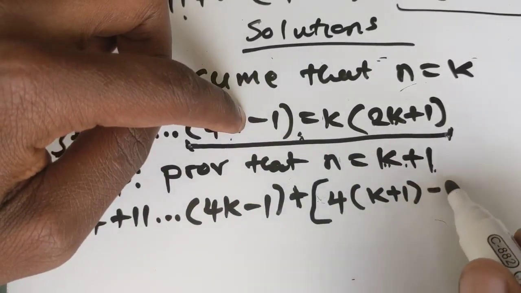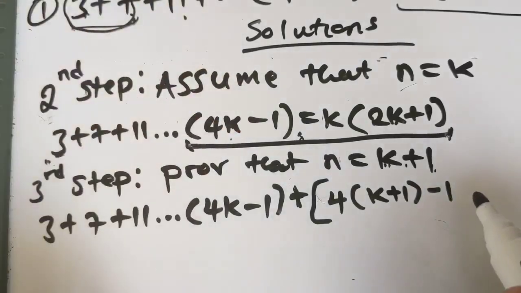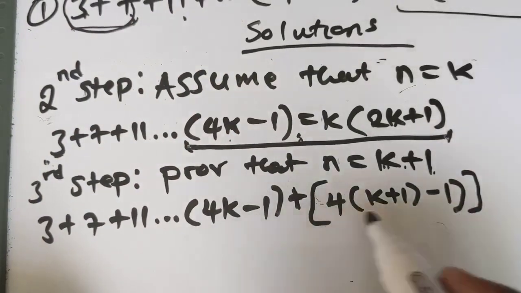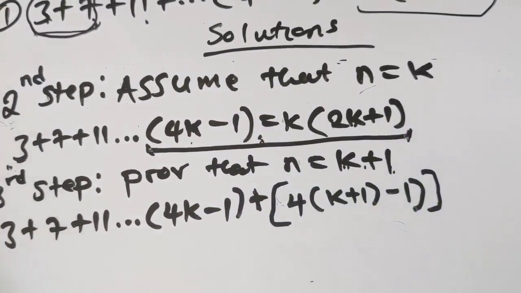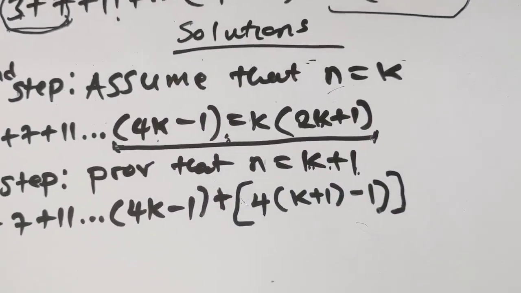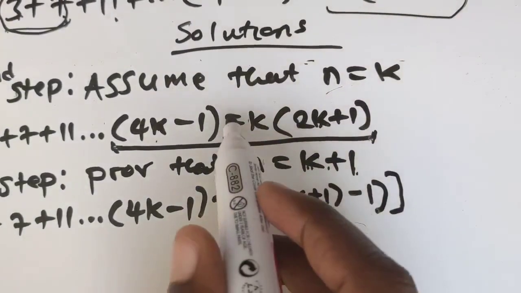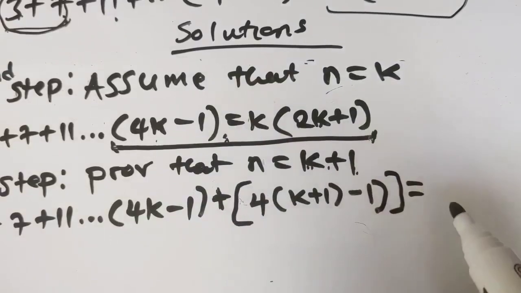It is what? Minus 1, like that. Okay? It is minus 1. Then you are closing the bracket like that. Then this is the bracket like that. Okay? That is how it's going to be. Then from here there is an equal sign. So you put equal sign.